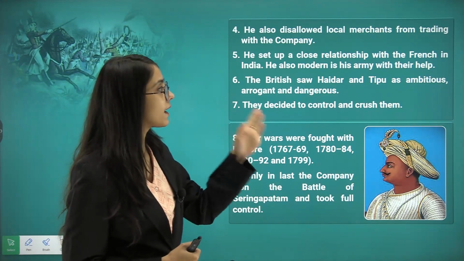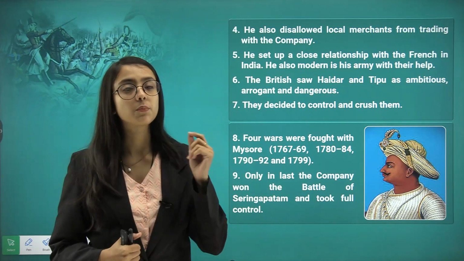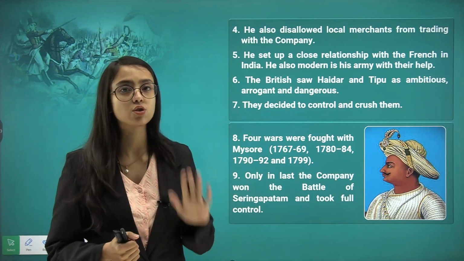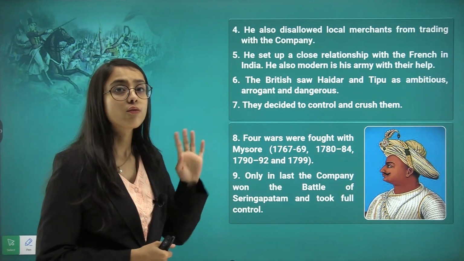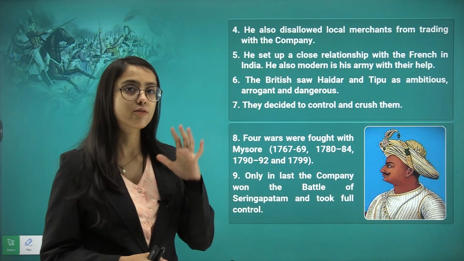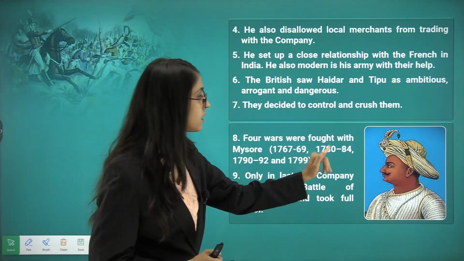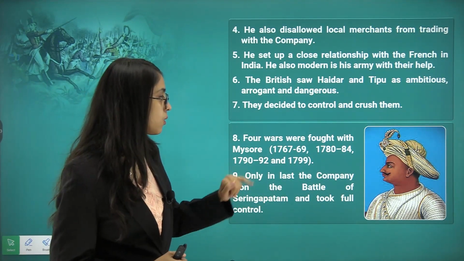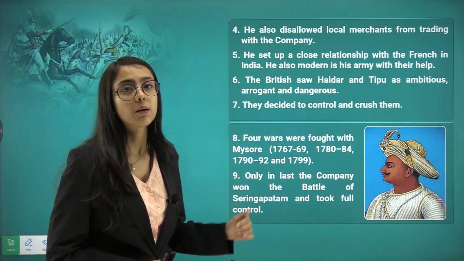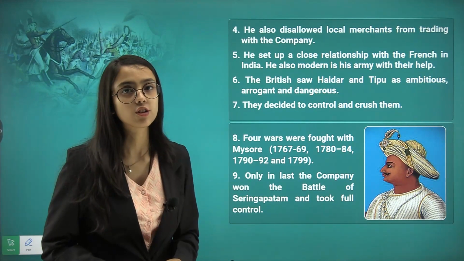The British saw Hyder and Tipu Sultan as ambitious, arrogant and dangerous because they posed a threat to their power in that region. They decided to control and crush them, destroy them completely. Four wars were fought between Mysore and the East India Company, in 1767 to 1769, 1780 to 1784, 1790 to 1792, and then the final war in 1799. It was only in the last that the company won the battle of Seringapatam and took full control of the Mysore region.